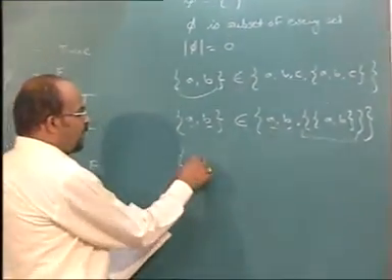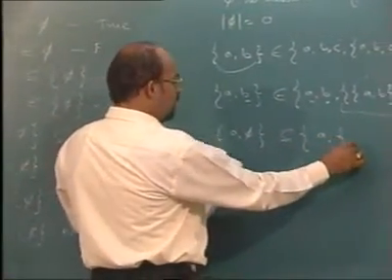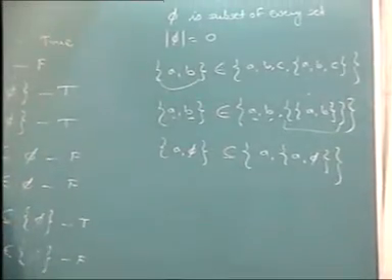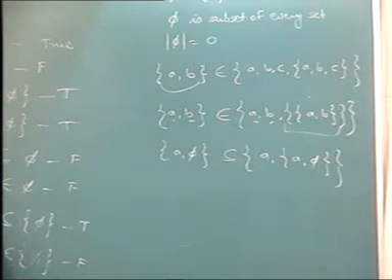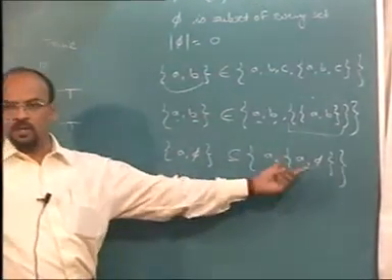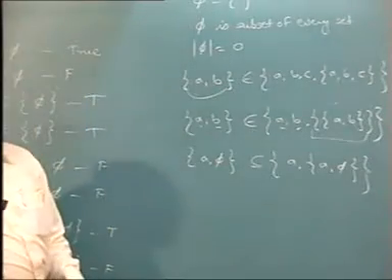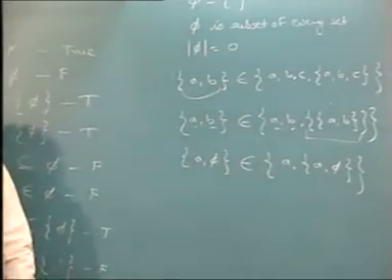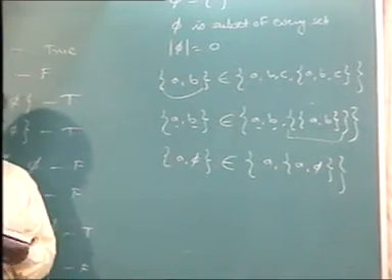Then curly bracket a comma phi is subset of curly bracket a comma phi. A is there, phi is not there. There are only 2 elements in the right hand side. One is a singular, other is a set. And lastly is element. True. Good. Next part.